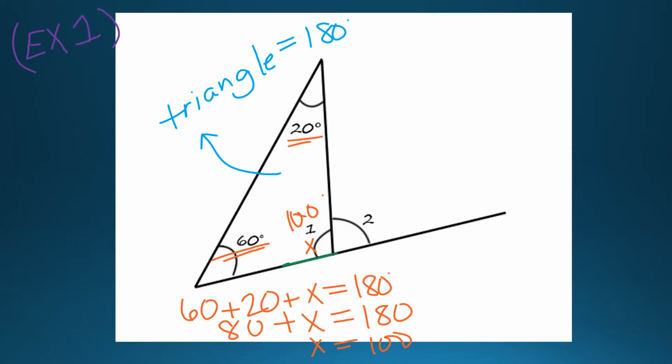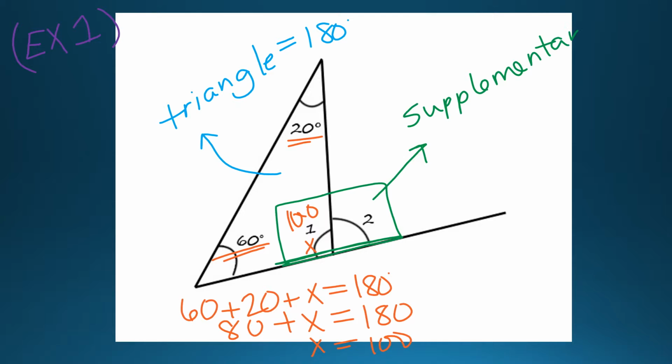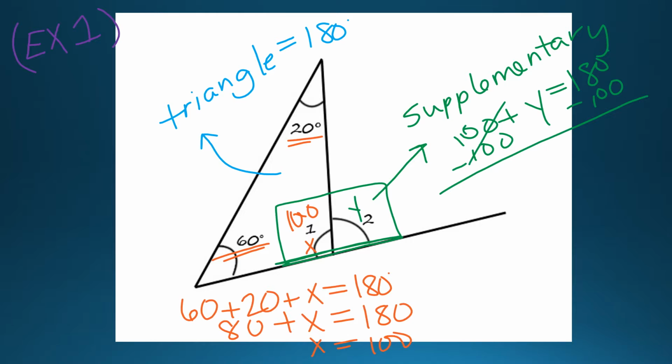Now I want you to notice something else here. These two angles, angles 1 and 2, make a straight line. That's a fancy word for supplementary. You learned about the word supplementary. So if that's the case, we want to take 100 and add it to whatever that angle is. Let's make that angle y. Supplementary means they have to equal 180. So if we subtract 100 from both sides, that tells us that our answer would have to be 80 degrees. So angle 2 has to be 80. Make sure you have your degree sign. Angle 1 had to be 100. And those are your answers.